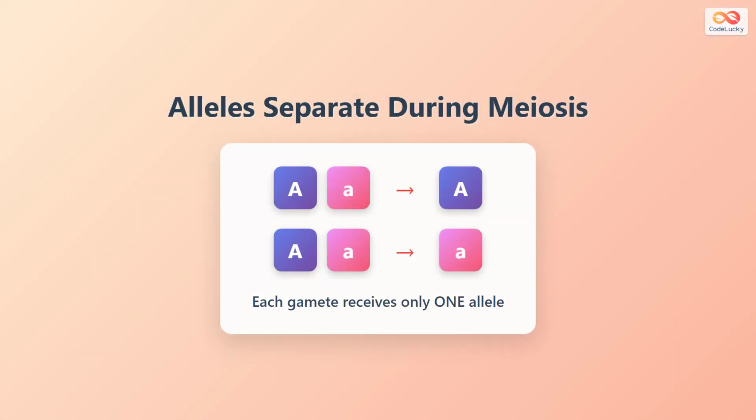Here's where the segregation happens. During a special type of cell division called meiosis, the 2 alleles separate from each other. The pair that was together in the parent cell splits apart. One gamete receives the capital A allele, while another gamete receives the lowercase a allele. This separation is what the law of segregation is all about. Each gamete ends up with only 1 allele, not both.